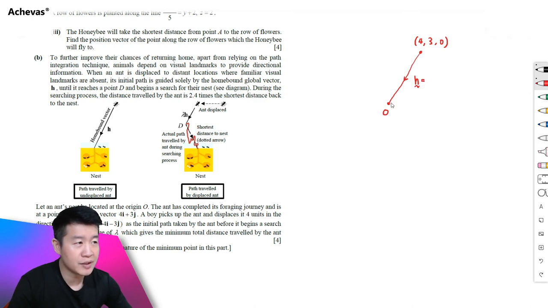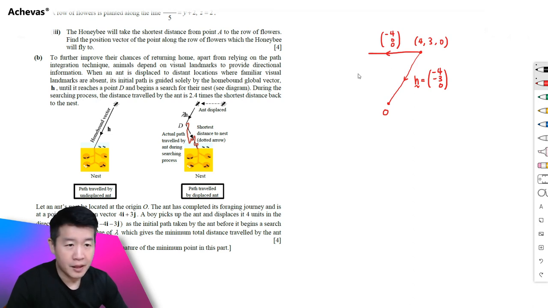So h, because here to here is 4, 3, 0, from here to here it should be minus 4, minus 3, 0. This is the homebound vector that the ant is supposed to be traveling. And then the boy picks up the ant and displaces it 4 units in the negative i direction. So from here, the ant will be moved by minus 4, 0, 0.